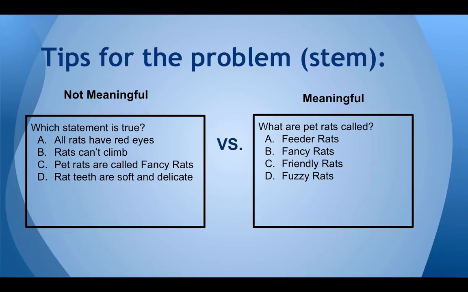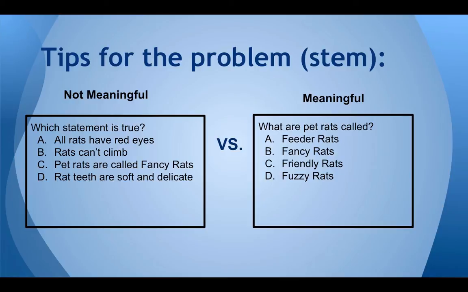Continuing on the tips for creating a good multiple choice question item, if you look at the example on the screen, you will find that on the left hand side we have an example of a question which is not really very meaningful, and the other question on the right hand side is an example of a meaningful question. Now, why is that?